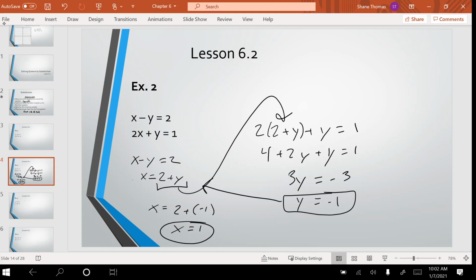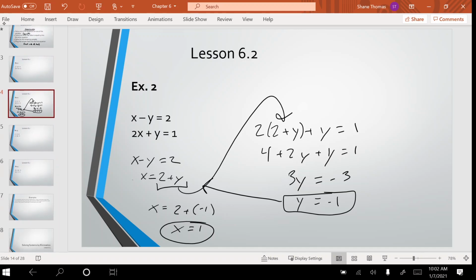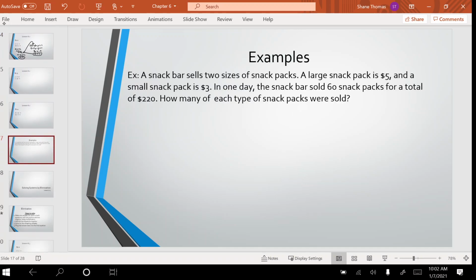You're all experts on that one, right? All right, so that was substitution. We probably did hundreds of those. Let's flip to elimination.